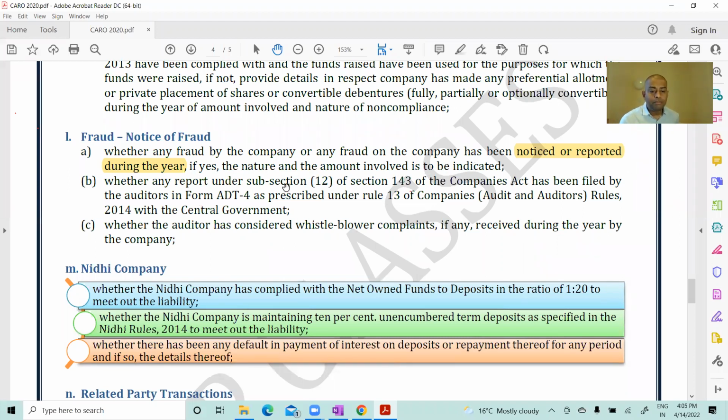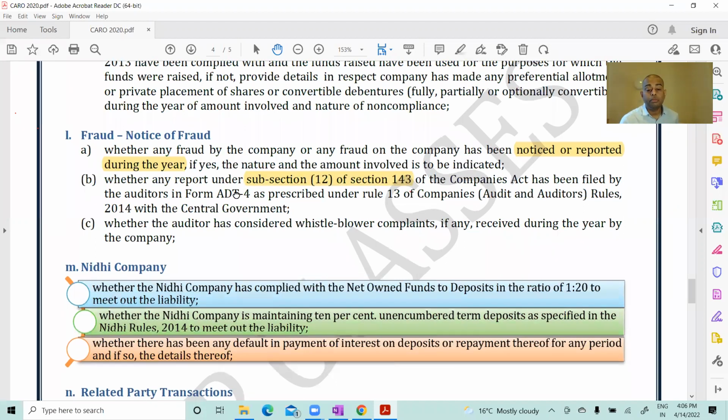Then whether any report under subsection 12 of Section 143 of the Companies Act has been filed. For both CA Final and Inter students, this is important. Whether the auditor has given Form ADT-4 prescribed under Rule 13 of the Companies (Audit and Auditors) Rules, 2014. That means whether you have complied with 143(12) or not.